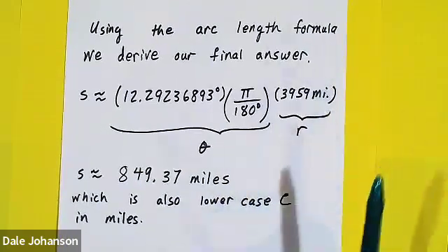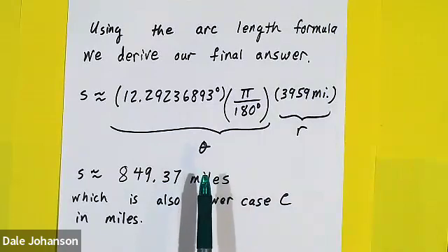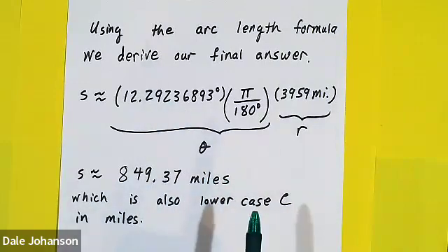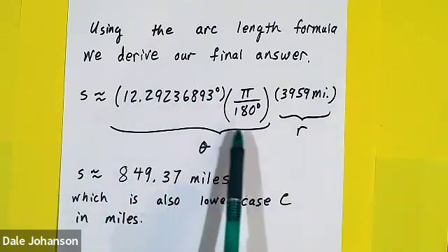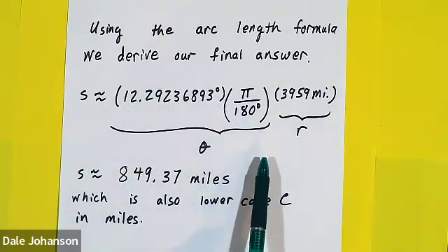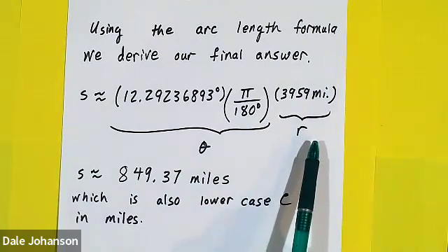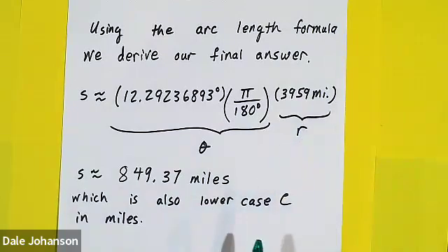Now, as you may know from the arc length formula, we do need to have the angle, our central angle, in terms of radians. So I convert this angle of degrees to radians by multiplying by pi over 180 degrees, multiply by the average radius of the Earth, and we find approximately again that the distance between the two visitor centers in Yosemite National Park and Mount Rainier National Park is 849.37 miles, which is also, by the way, the value of our lowercase c in our spherical triangle in miles.